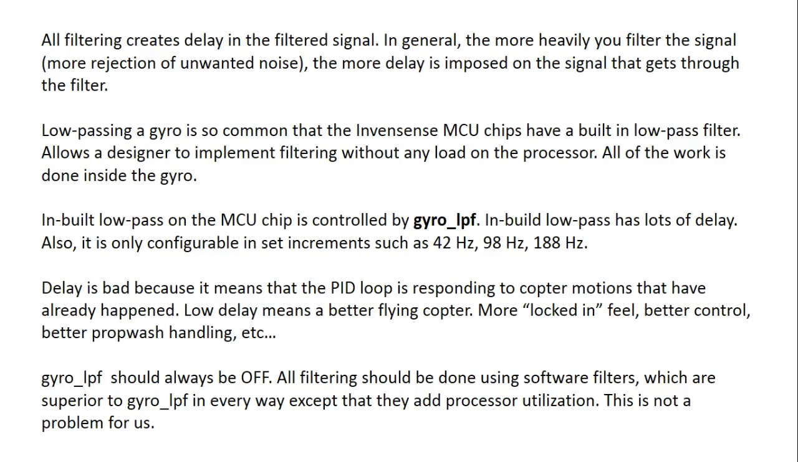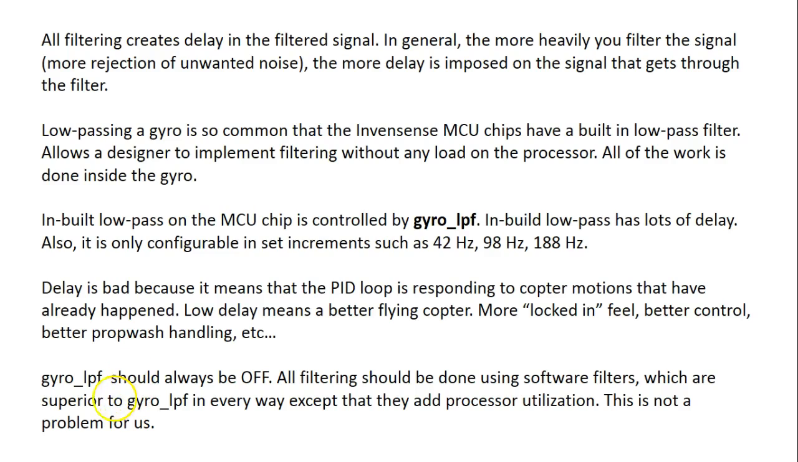Delay is bad. Delay is bad because it means that the PID loop is responding to copter motions that have already happened. So if the copter rolls to the left, and the PID loop needs to compensate for that by pushing it back to the right because it was an uncommanded roll, that needs to happen as soon as possible. If the PID loop is delayed, the copter will roll to the left, and then maybe it's rolling to the right again, and now the copter pushes it to roll to the right, compensating for that move that already happened, and now it's making things worse rather than better. So we want very little delay.